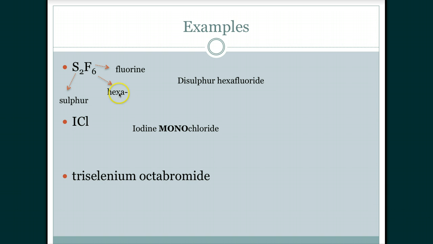So that tells you that the elements here are selenium and bromine, right here. And since there's tri and octa, this stands for 3, and this stands for 8. So you're going to write out this formula.